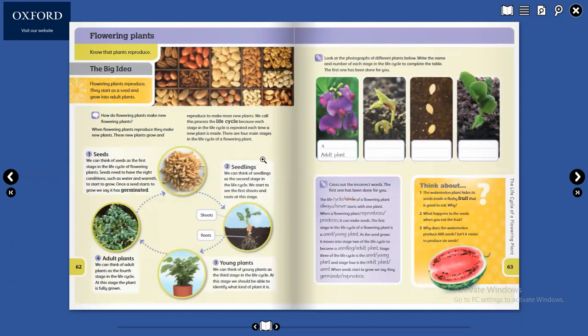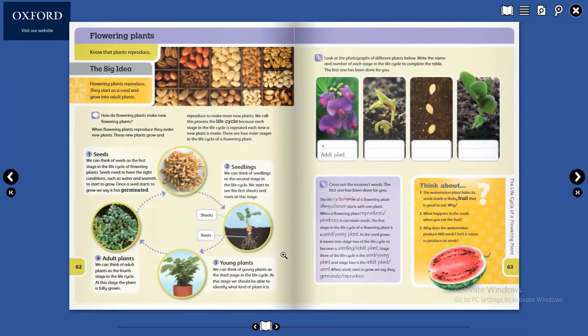Number two, Omar Muhammad, read. Seedlings. We can think of seedlings as the second stage in the life cycle. We start to see the first shoots and roots at this stage. So in this stage, which is seedling, we see shoots and roots, and small shoots are present in seedlings.